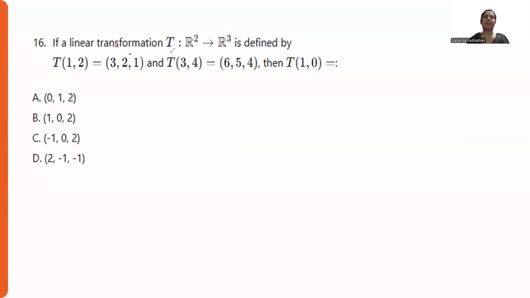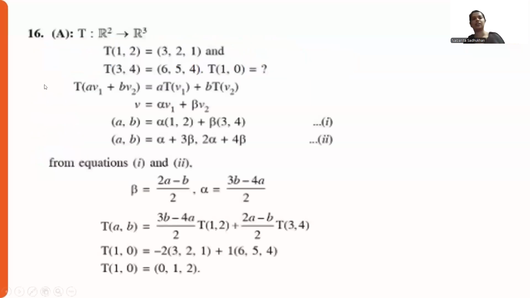Okay, now they have given you a linear transformation T from R square to R cube, defined by T of (1, 2) is equal to (3, 2, 1), T of (3, 4) is equal to (6, 5, 4), and they are asking you to find T of (1, 0), right? Great, let's see. They have given us T of (1, 2) is this, and T of (3, 4) is this.